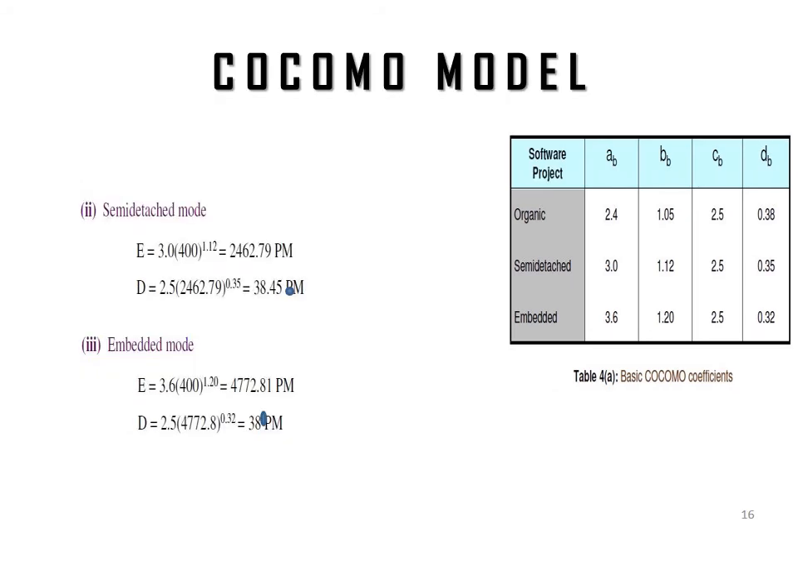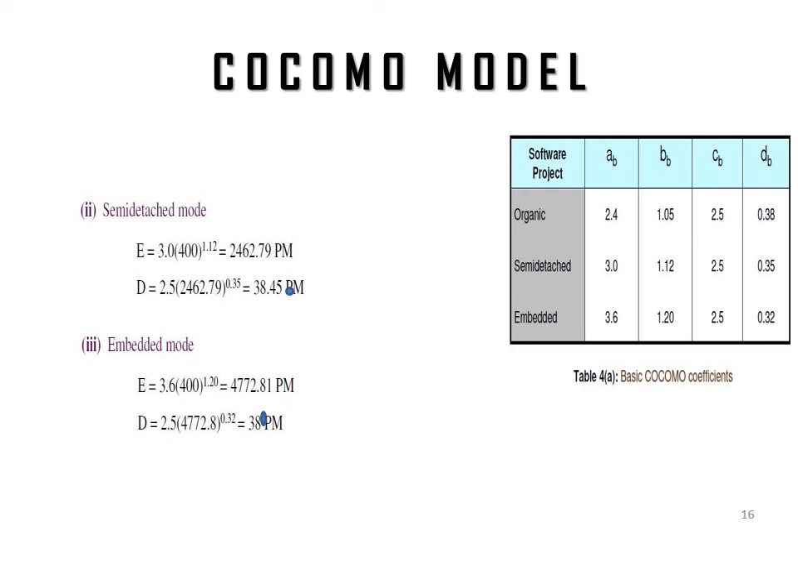And the next one, we are considering the semi-detached mode, and in semi-detached mode the effort equation is the same: a into kilolines of code raised to b, but the coefficient values will be different from those of organic mode. Here the values are 3.0 and 1.12, and we are computing the effort. Once the effort is computed, the next step is to estimate the duration. So the duration equation is c into effort raised to d, and we will get the duration as 38.45 months.